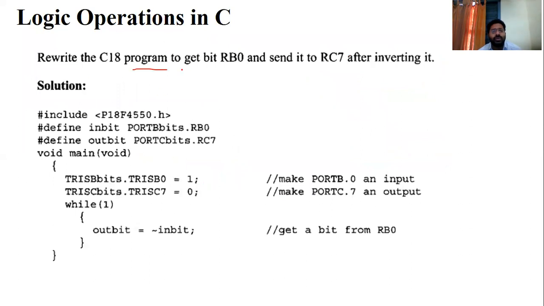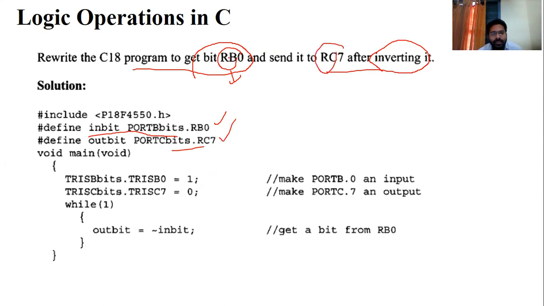Again, write the C program to get bit RB0 and send to RC7 after inverting it. Inverting means you are changing from positive to negative, negative to positive, or true to false, false to true. So you can send the RB0, nothing but port B bit. So bitwise operation. You know that operations you can perform in two ways: bitwise as well as bytewise. They can take the bit RB0 as the input. So you can define port B bit, then port C bit.